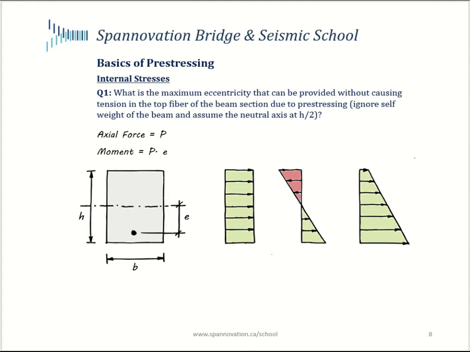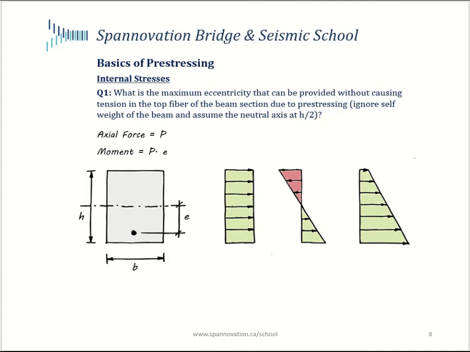Okay, so after all that theory, let's do a fun exercise. It looks like we've got a question over here. It says, what is the maximum eccentricity that can be provided without causing tension in the top fiber of the beam section due to prestressing? Then it goes on to say that ignore the self-weight of the beam and assume the neutral axis is at h/2, or right at mid-height of the section.